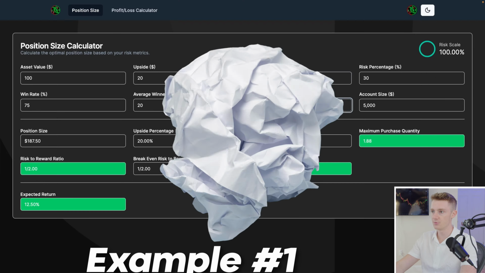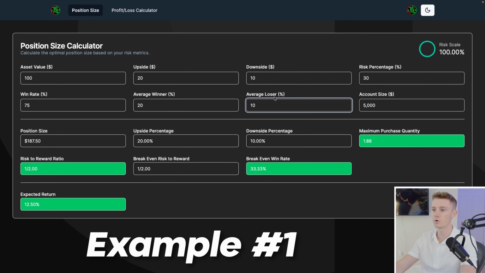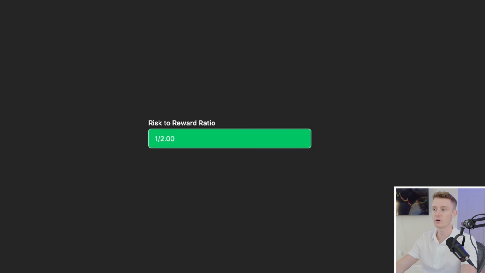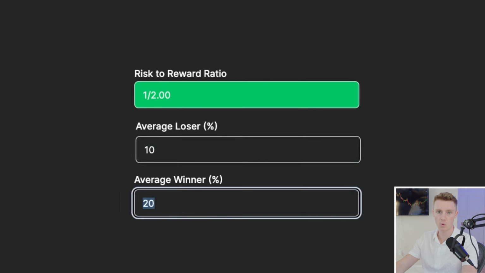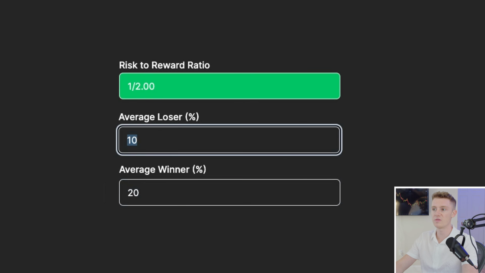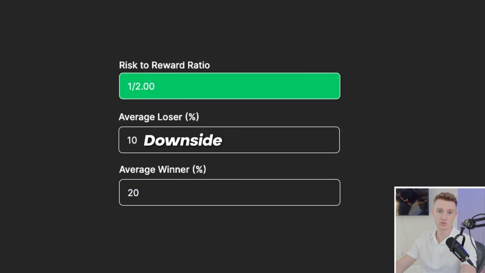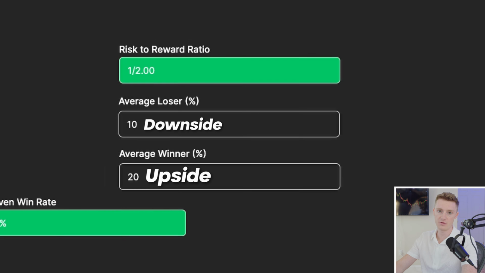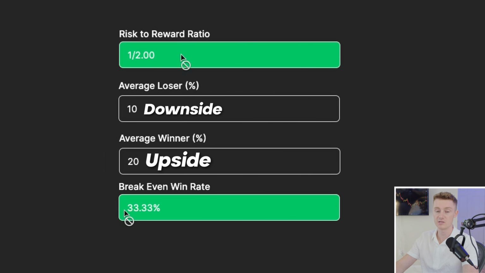Now for the example, let's use a risk reward of 1 to 2, where we are risking 10% to make 20%. Based off of that risk reward, you then have to figure out what your break-even win rate is. In this case, a 1 to 2 risk reward with a downside or an average loser of 10% and an upside or an average winner of 20%, that means we'd have to achieve at or above a 33.33% win rate to be profitable.